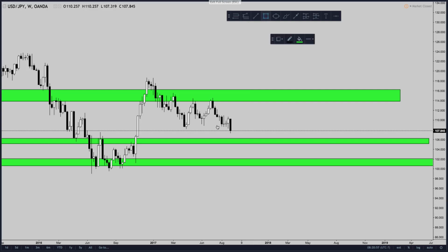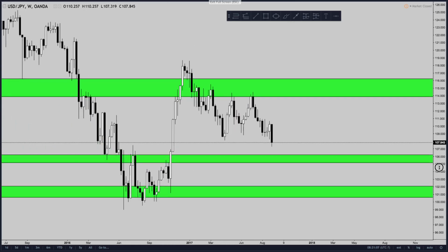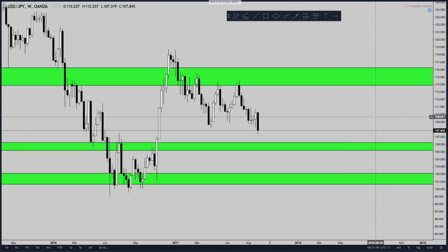Now, the next thing I want to do is look at where we are right now. We already did our major high resistance and our major supports on the weekly, but I also want to look at where we are right now, because technically we're sitting right in here, right?